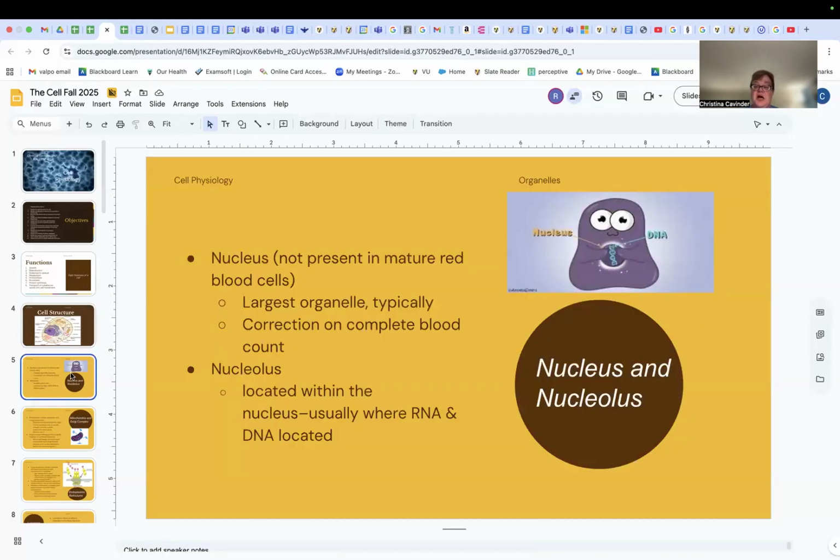So let's start with the big guy, the nucleus or the nucleolus. Now, the nucleolus is inside of the nucleus. It is not present in every cell. For example, in mature red blood cells, there's no nucleus. Now, when red blood cells are first made, they're called nucleated red blood cells, or NRBCs. And that means that they're immature, that they haven't lost that nucleus yet. So they're not functioning red blood cells until the nucleus is gone.